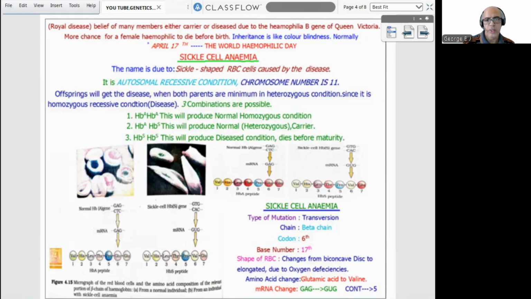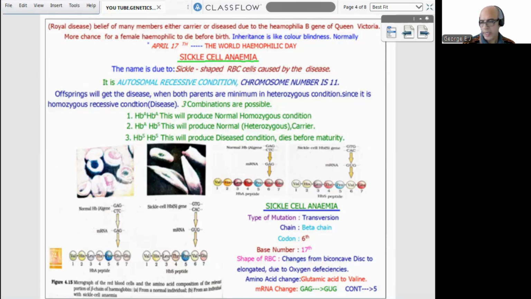Then comes another disease called sickle cell anemia. The name is due to the sickle-shaped RBC caused by the disease condition. It is an autosomal recessive condition. Chromosome number is 11. Offspring will get the disease when both parents are at minimum heterozygous, since it is a homozygous recessive condition. It is autosomal, not sex-linked. 3 combinations are possible: one is normal, one is carrier, one is disease. So normal is HbA HbA, normal homozygous condition. Carrier is HbA HbS, and disease condition is HbS HbS. And the patient may even die in that HbS condition.